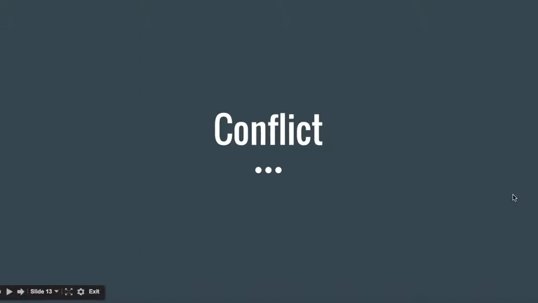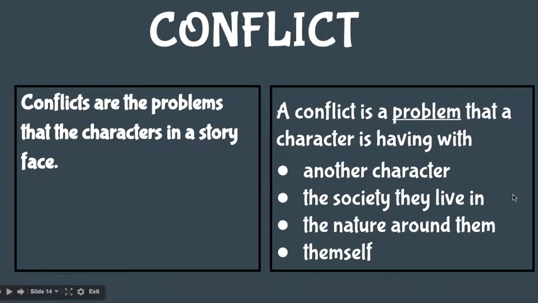Today I'm going to be talking about conflict and how you're going to be filling out your conflict log. So in your conflict log, what you're going to be doing is tracking the conflicts that you find throughout your book. So let's quickly review what a conflict is.